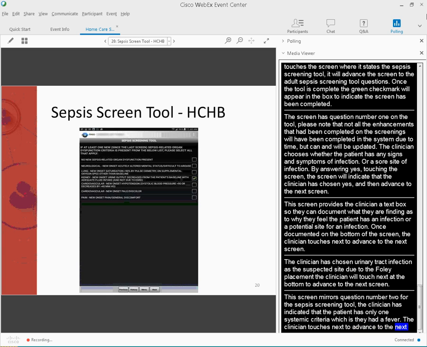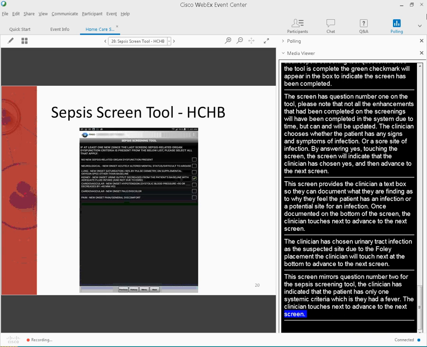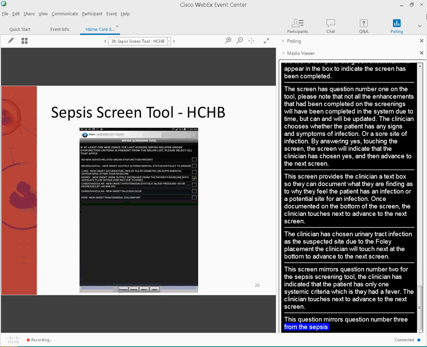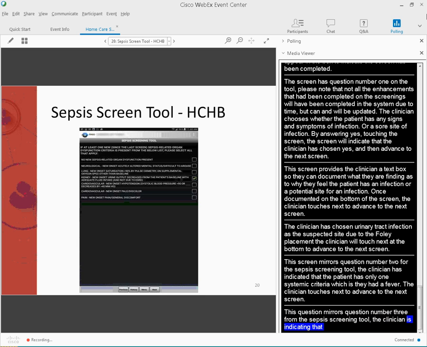This question mirrors question number 3 from the sepsis screen tool. The clinician is indicating that the patient is having kidney involvement. To advance to the next screen, the clinician touches next at the bottom.